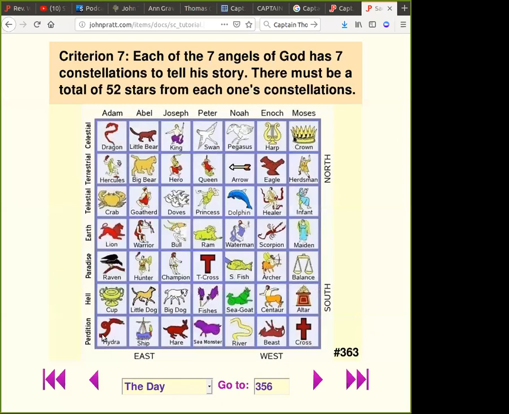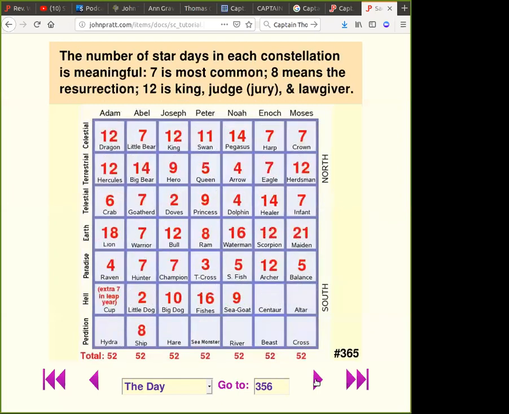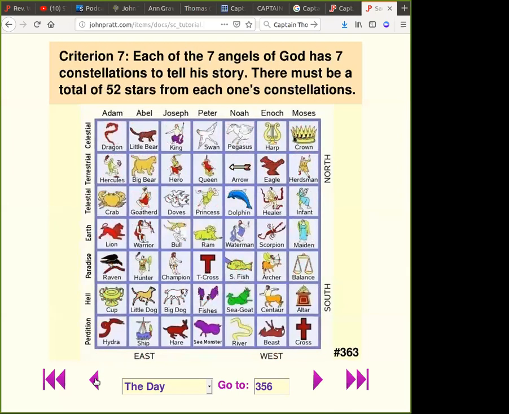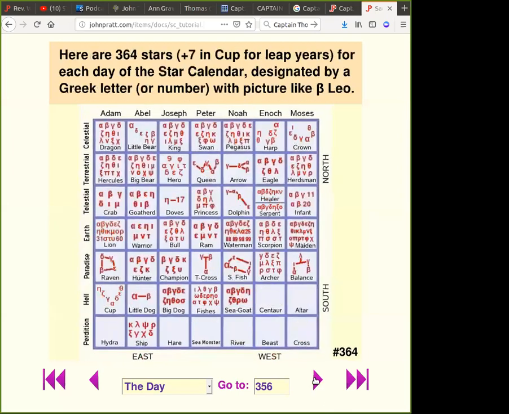For the purpose of the star calendar, what's important is I've got to pick exactly 52 stars from each, what do you call it, the column. Wait a minute, okay. Next slide. This is still part of the same criteria. Oh, I missed it. Let me go back a slide. Yeah, the criteria is 7. Okay, these are the stars I've chosen.